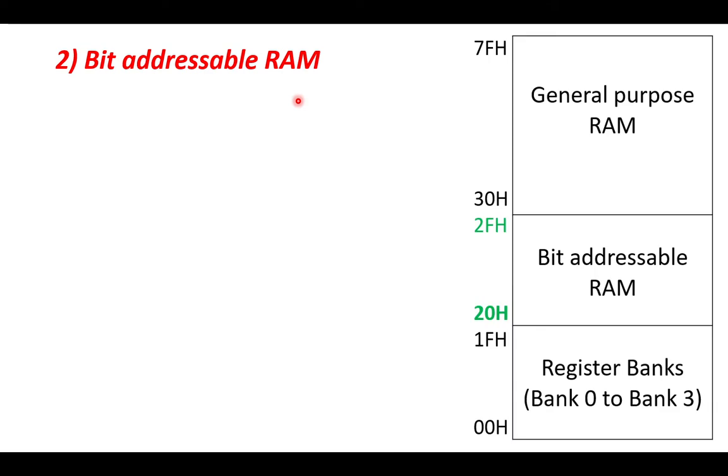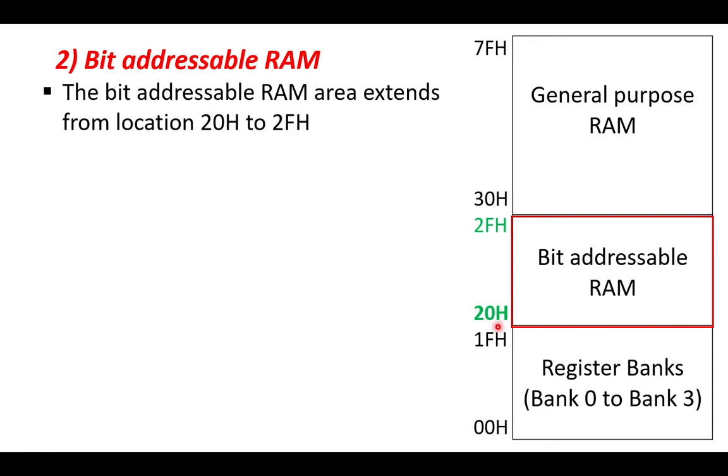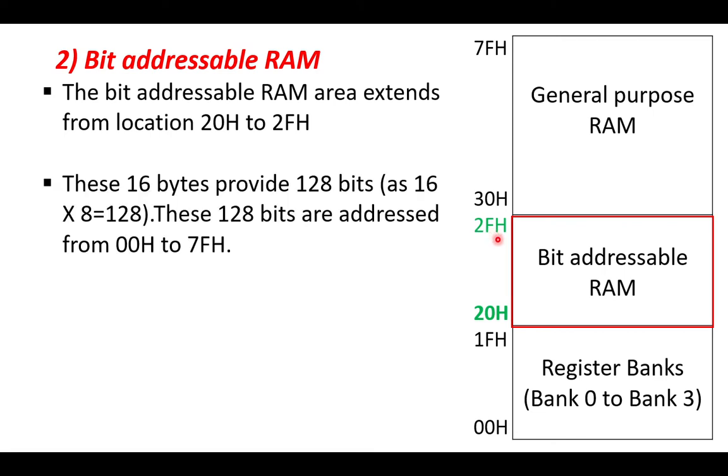Now let us move to the second section, or second group, of internal RAM. It is bit addressable RAM. As the name indicates, this RAM can be accessed in the form of individual bits. So this second group is shown here, bit addressable RAM. It spans from address 20H up to 2FH. So in total it has 16 bytes.